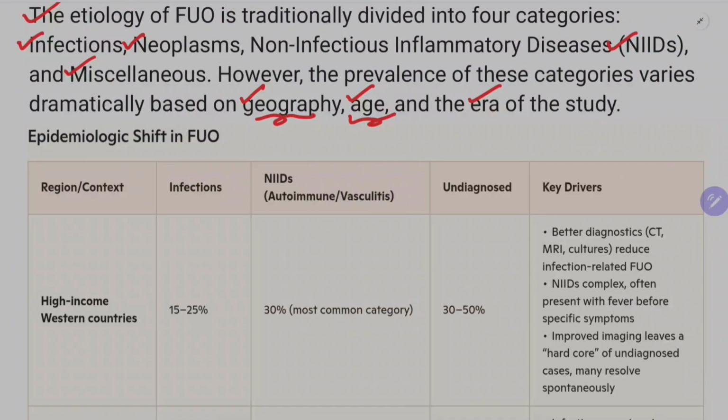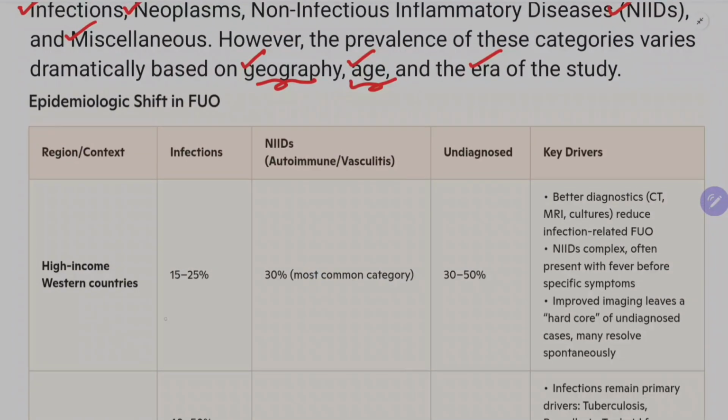So, epidemiological shift in FUO. Now, in high income Western countries, non-infectious inflammatory diseases account for 30% of causes, and infections account for 15 to 25%, whereas undiagnosed causes remain at 30 to 50% prevalence. Why? Because of better diagnostics. CT, MRI, and cultures reduce the infection rate in FUO. Second, NIIDs, meaning non-infectious inflammatory diseases, are complex and often present with fever before specific symptoms. Improved imaging leaves a hard core of undiagnosed cases, many resolving spontaneously.